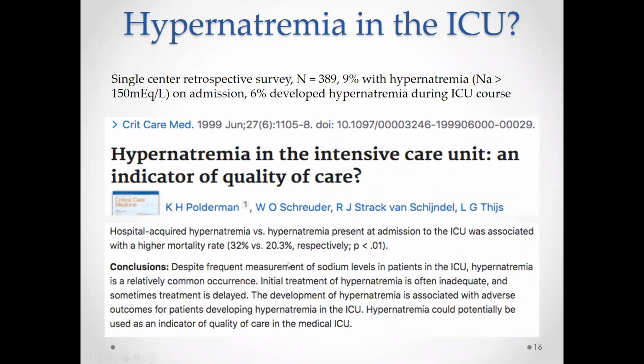And down here, at the end, they found that there was higher mortality in the group that acquired hypernatremia during their hospitalization compared to the group that had it on admission. And they said this could potentially be used as an indicator for cardiac care in the ICU.